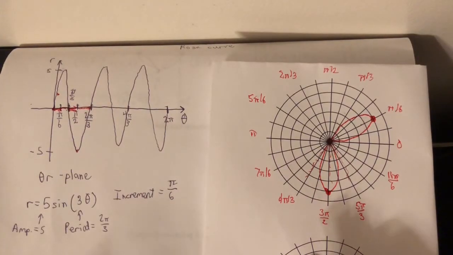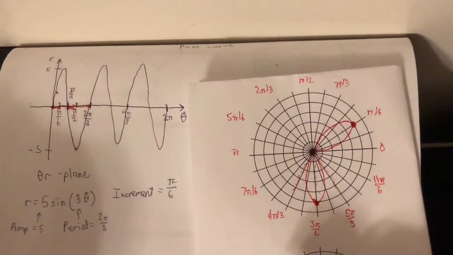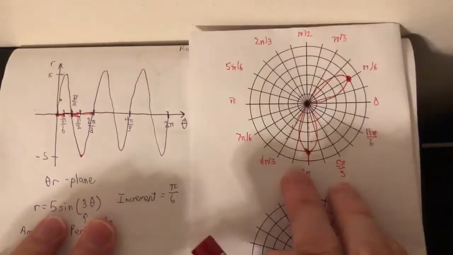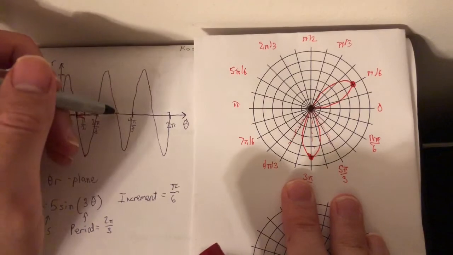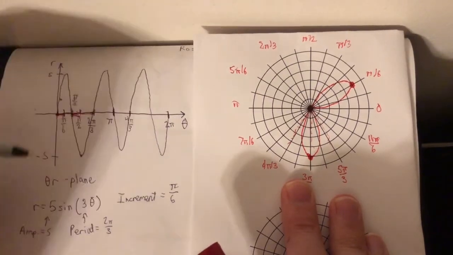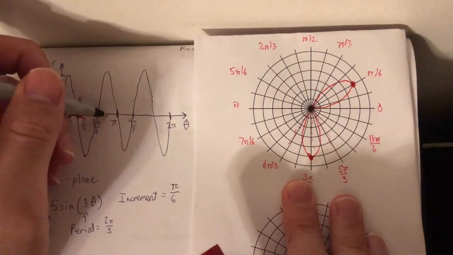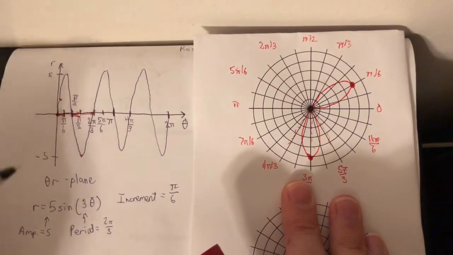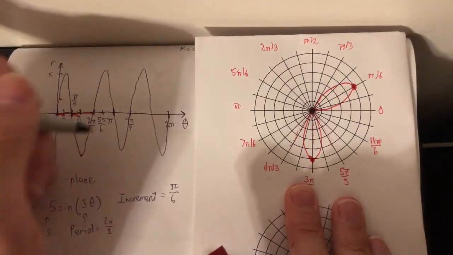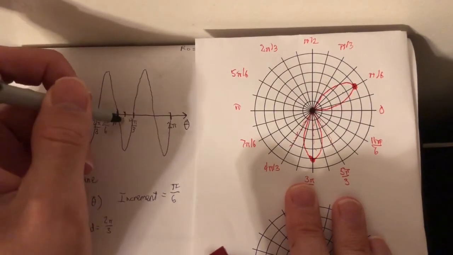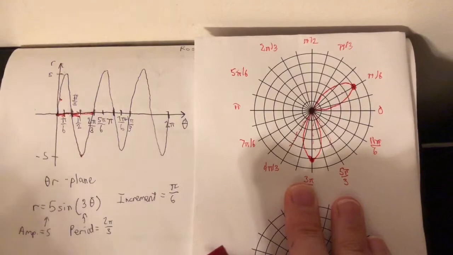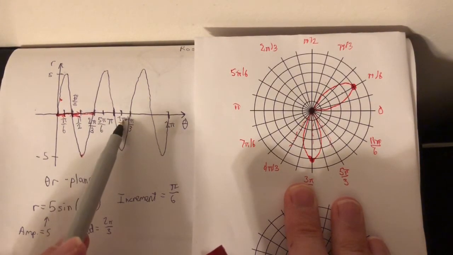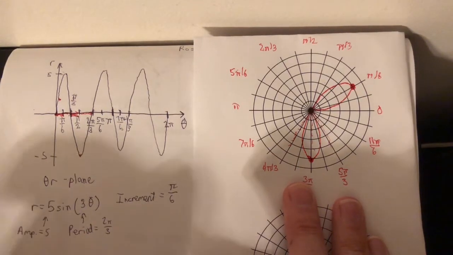Now, if I look from 2 pi over 3 to pi, so 2 pi over 3, this is going to be 3 pi over 3, or pi radians. And I'm leaving the details of the math to you. We know the increment is pi over 6, so I'm leaving the details to you as far as calculating these exact theta values. So I've got 2 pi over 3, 5 pi over 6, pi, 7 pi over 6 on my way to 4 pi over 3.